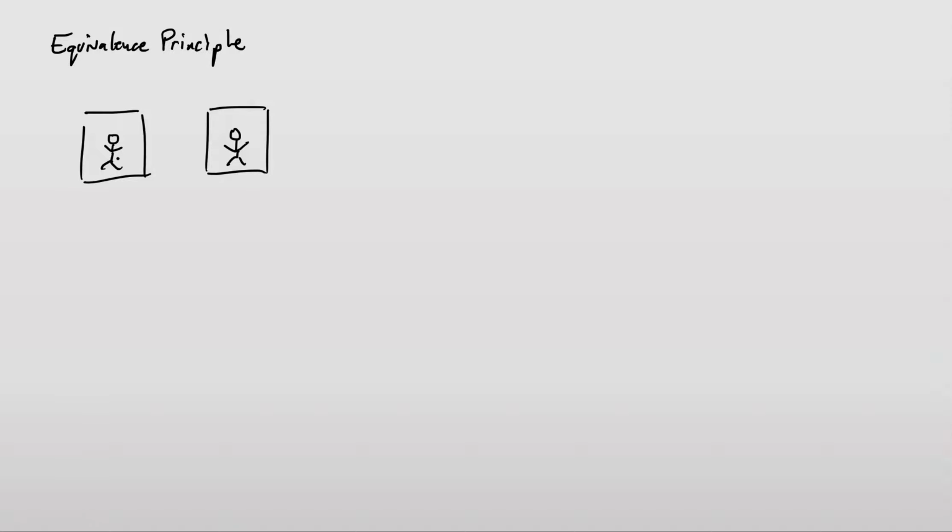Now, if the elevator is being pulled this way, then I should theoretically feel no difference at 9.8 meters per second squared. There should be no noticeable difference if I was in free fall on the Earth, if this elevator was falling down, right? So this is the equivalence principle, right?